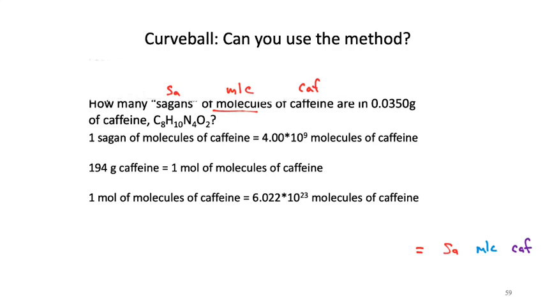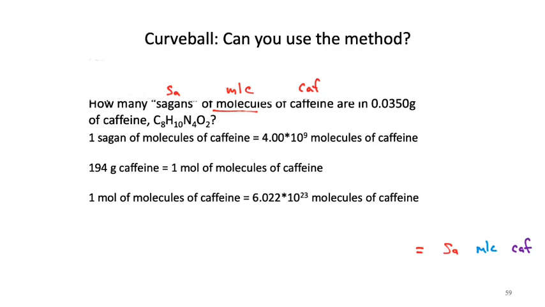you were also given that 1 Sagan of molecules of caffeine is 4 times 10 to the 9th molecules of caffeine, right? Do you know the relationship between grams and moles of molecules? No. So you had to be given that one too. Did you know the relationship between moles of molecules and actual molecules? Nope, you had to be given that one too. You were given 4 pieces of information. Which of those 4 should you start with?